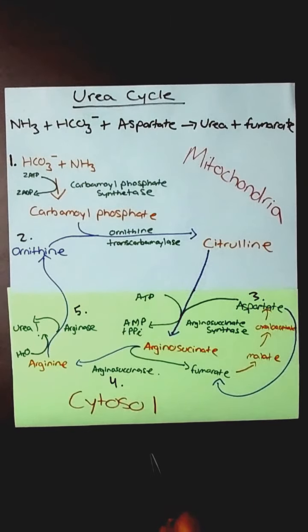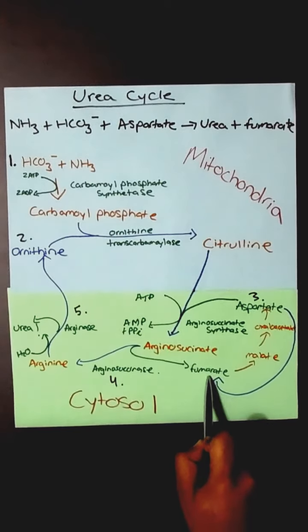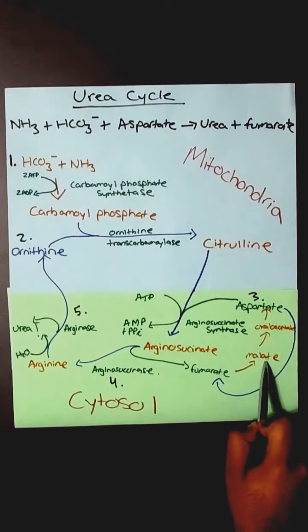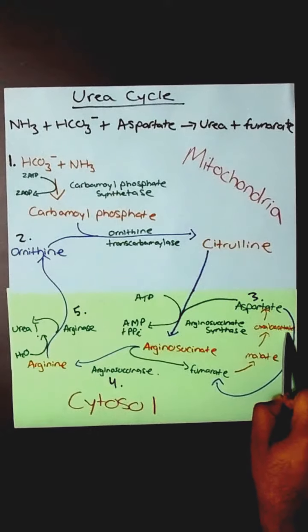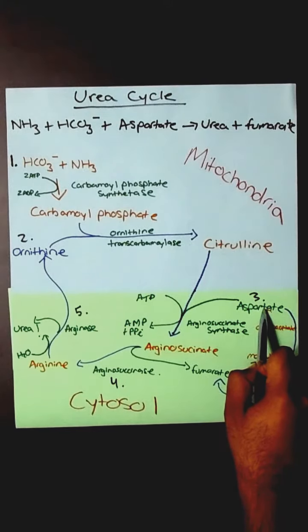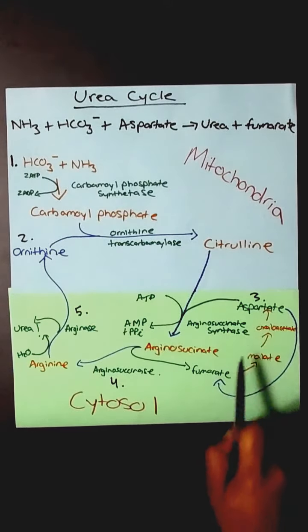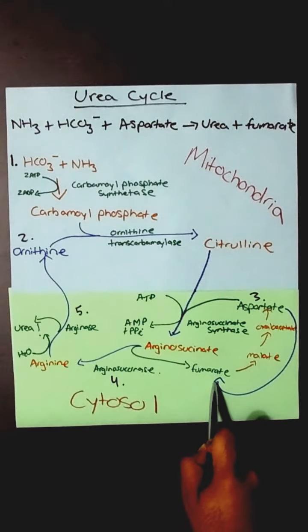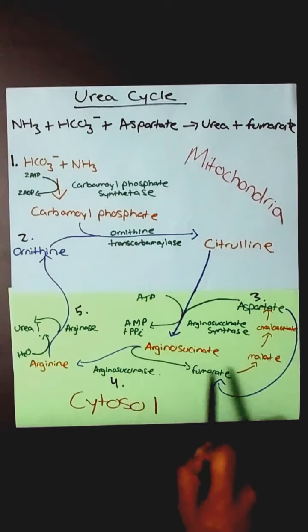Now I hope that you notice that there are some TCA cycle intermediates in the urea cycle. Thus there is a link between the urea cycle and the TCA cycle. The fumarate that was produced in the 4th step can be converted to malate by fumarase, and malate can then be converted to oxaloacetate by malate dehydrogenase, and oxaloacetate can be transaminated to form aspartate that was used in the 3rd step of the urea cycle, and this regenerates fumarate. It's a very nicely fitting cycle.